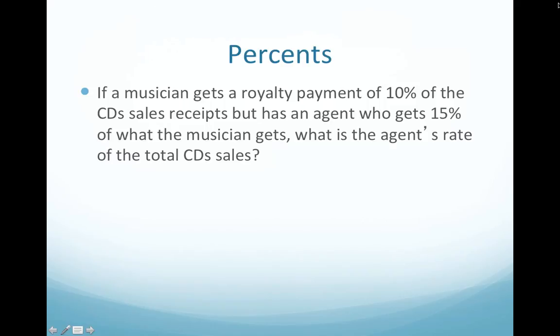Okay, we're going to start with a problem. I want to see if you guys can answer this problem. If a musician gets a royalty payment of 10% of the CD sales receipt, but has an agent who gets 15% of what the musician gets, what is the agent's rate of the total CD sales? I want to see if you guys can solve this one.